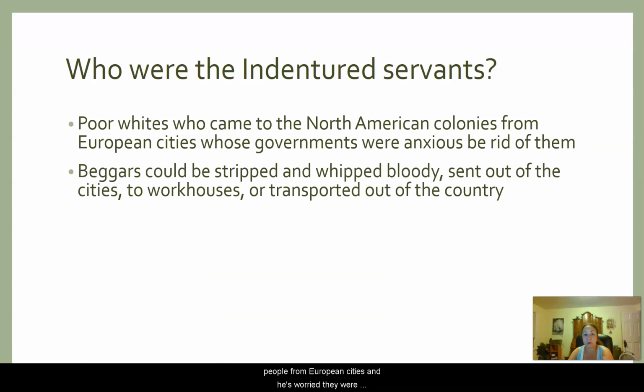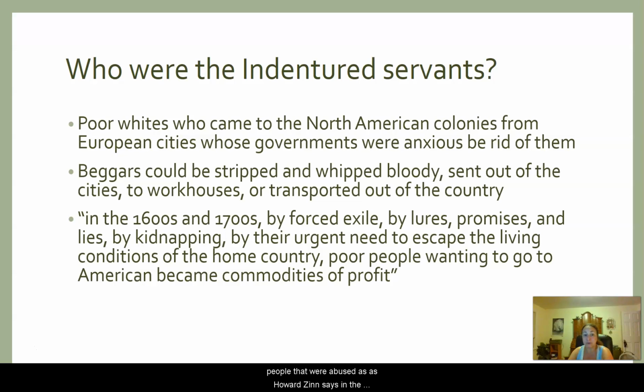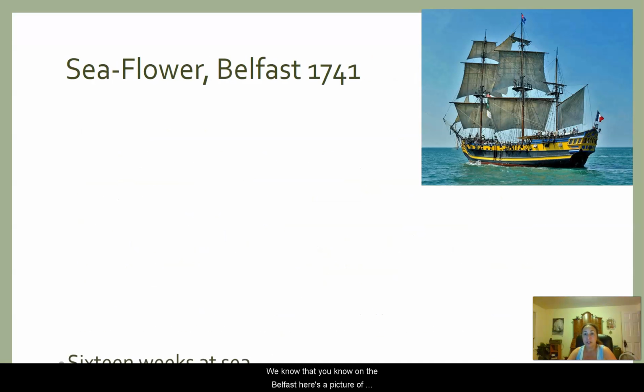And who were the indentured? Again, it was poor people from European cities, and these were people that were abused, as Howard Zinn says, in the 1600s and 1700s, by forced exile, by lures, promises, and lies, by kidnapping, by their urgent need to escape the living conditions of the home country. Poor people wanting to go to America became commodities of profit.